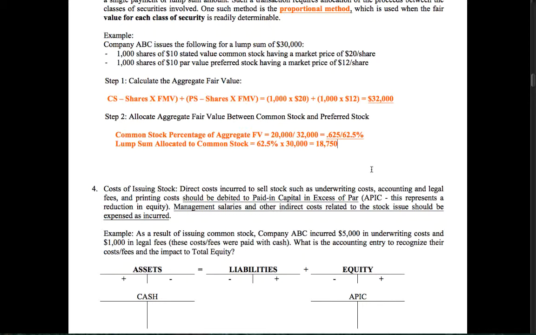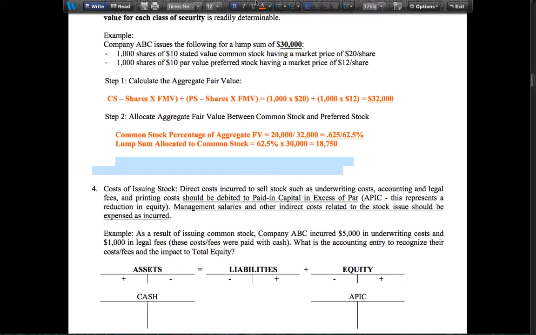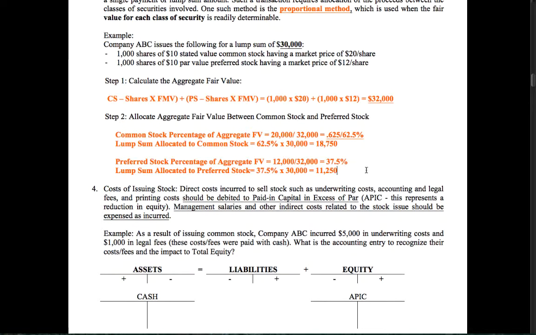You can do the next part in one of two ways. We know that common stock got $18,750 and we have a total lump sum of $30,000. Therefore, you could easily just take $30,000 minus the amount allocated to common stock and you would get your answer for preferred stock, which is $11,250. But just to be consistent, I will show you the same calculation done for preferred stock. You will be asked on a homework or quiz or an exam to complete a problem similar to this. This should be fairly straightforward, so I hope these are easy points awarded.